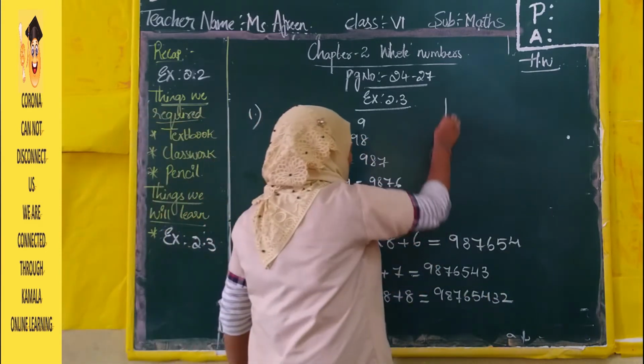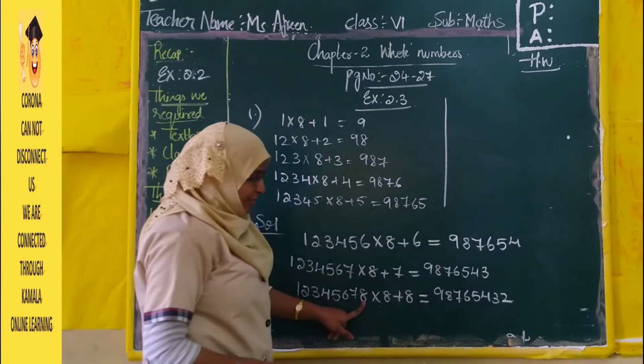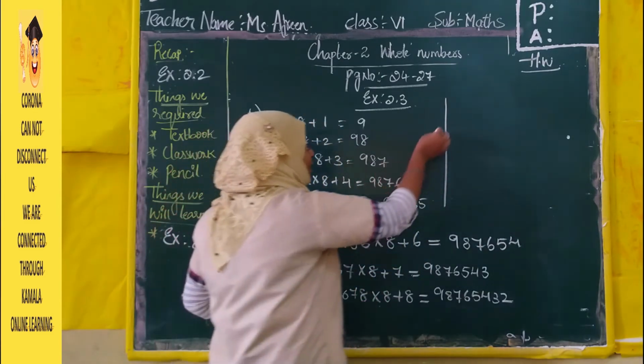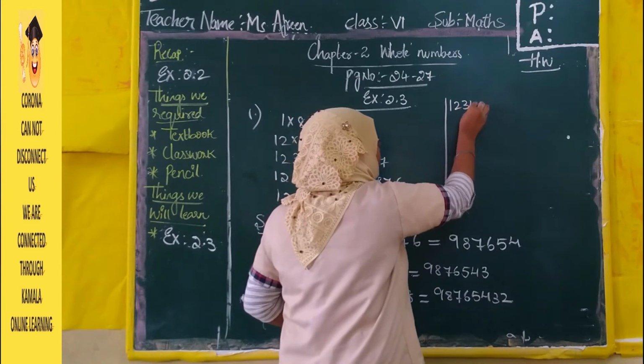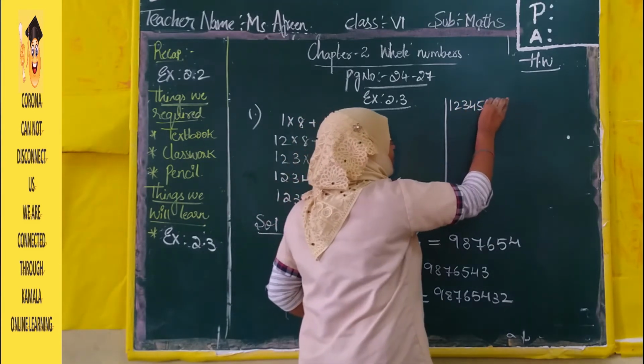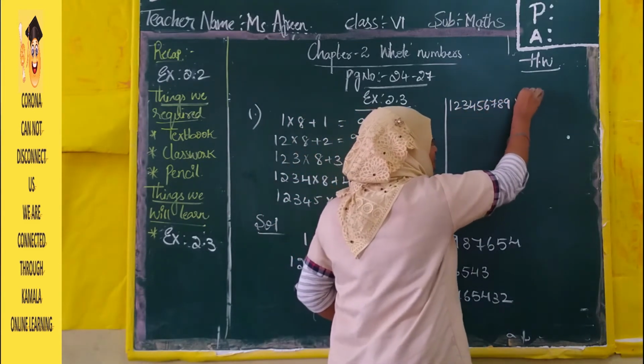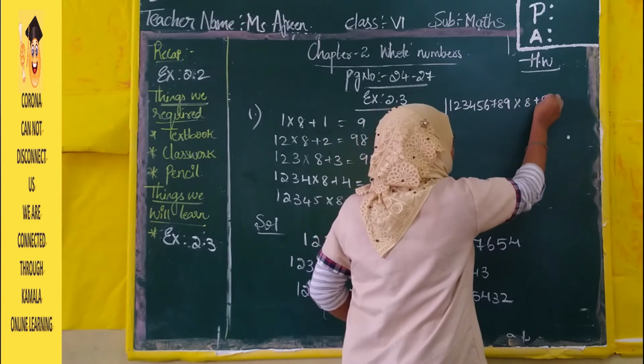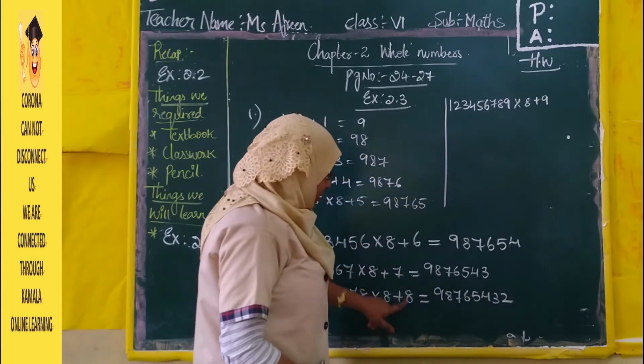Next, one more number we should write. So I will write here. Till here we got 8, so the next number should be 9. So 1, 2, 3, 4, 5, 6, 7, 8, 9 into 8 plus 9. Here it also increases now.